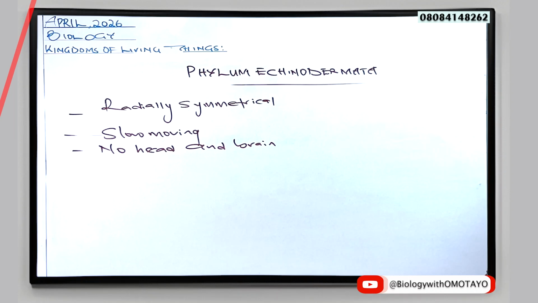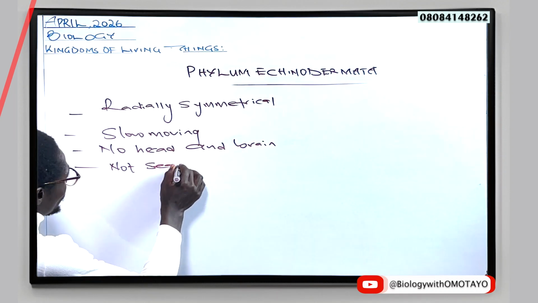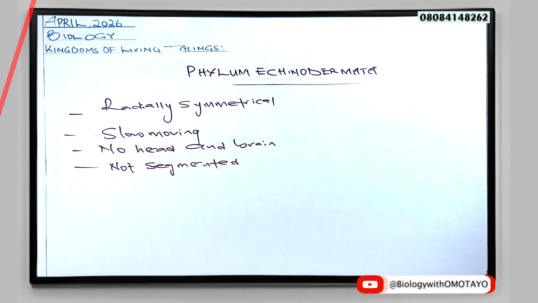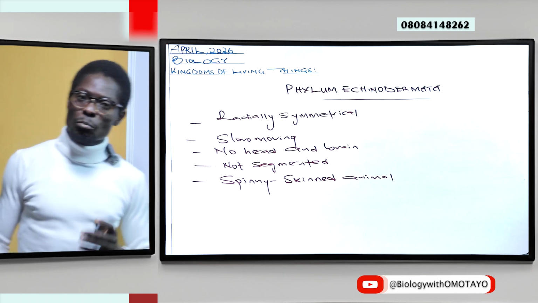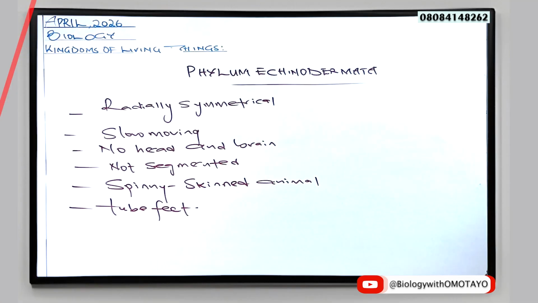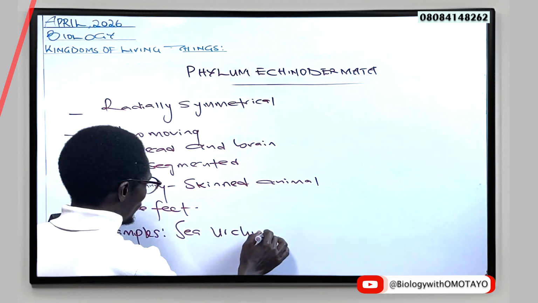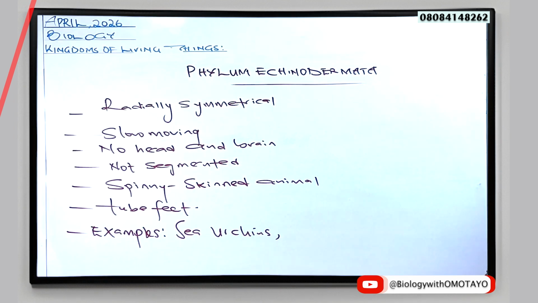The body here is not segmented. They are spiny-skinned animals, and they have tube feet, which aid movement. Examples of organisms that can be found under this very phylum are sea urchins, the brittle star, the sea cucumber, and so on.